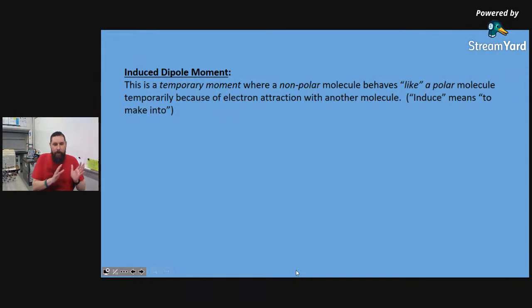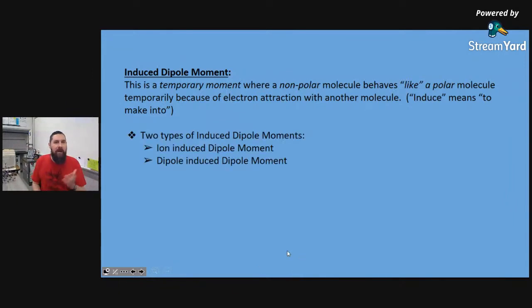Okay, so this is the way I think about induced dipole. If you think about a cafeteria, all the students sitting, everything's nice and calm. The students are your electrons, milling about, minding their own business. And then a fight breaks out. Well, that fight is like a positive ion. And all the students as electrons are going to rush over to see what's going on, whether they should or not. But as soon as they get over and they see that the fight's already ended, they spread right back out. That's an induced dipole moment. And there's actually two types of induced dipole. You can get an ion-induced dipole or a dipole-induced dipole.